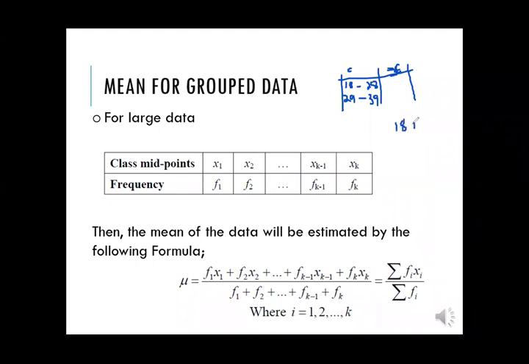18, 28 over 2. So 18 plus 28 will give us what? 46 over 2, which is 23. So that is the class midpoint for this class, which is 23. Then for the next class, it will be 29 plus 39 also over 2. Class midpoint just means add the lower and the upper limit and divide by 2. When you do that, you get 34. You can calculate it from your end and see.